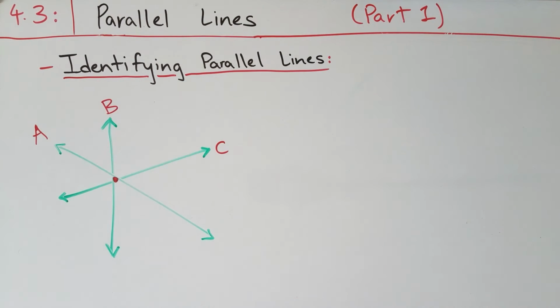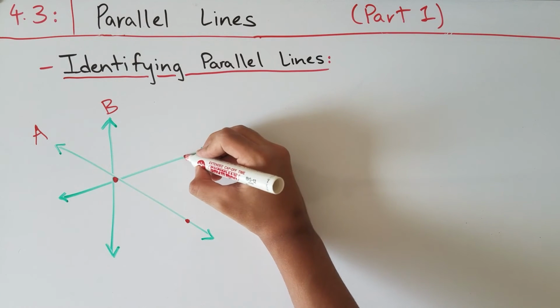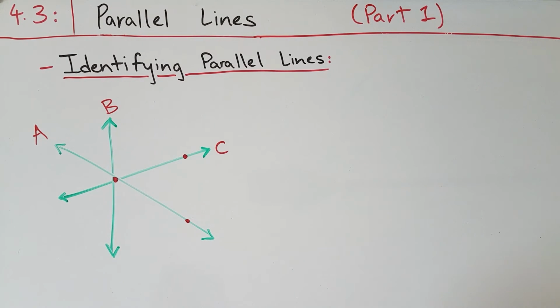Now let's look at the second example in which we're given lines A, B, and C. If we look at all of these lines, we can see that they all have different points from each other. So for example, line A could have a point over here, while line C could have a point over here. In fact, line B could have a point that's over here. So by looking at all the points, we can say that lines A, B, and C are not equal to each other.